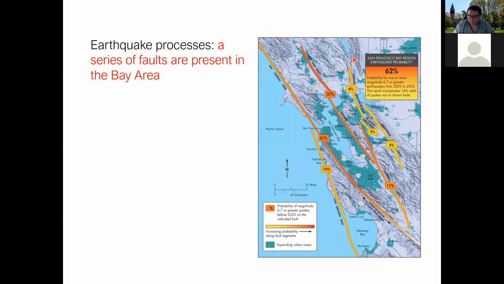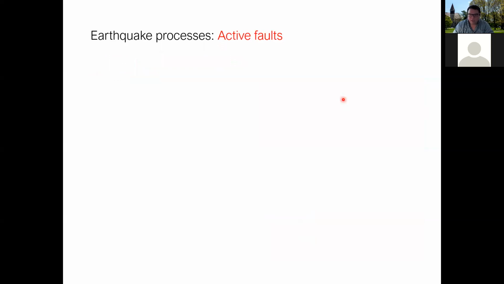So for perspective, putting all these things together, places like San Francisco have about a 62% chance of an earthquake of a magnitude that will cause significant damage in this time frame. That doesn't mean California is going to fall off into the ocean or anything like that, but it does mean there are likely to be changes.